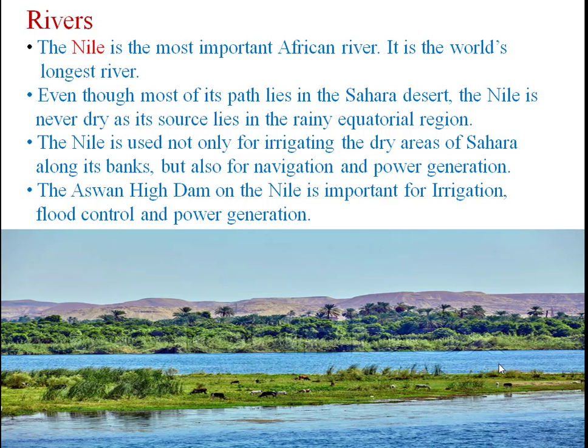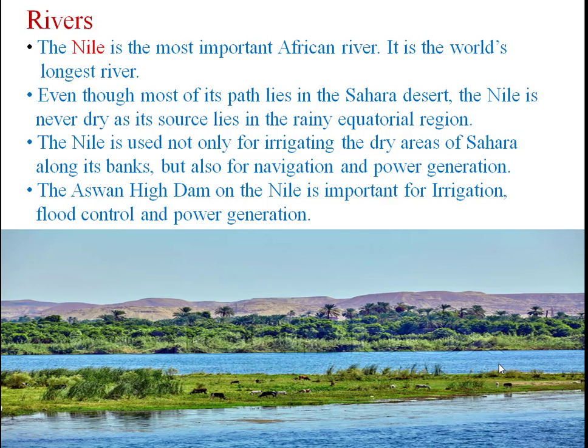Even though most of its path lies in the Sahara Desert, the Nile is never dry as its source lies in the rainy equatorial region. The Nile has many tributaries. The Nile and its tributaries together form a large basin.